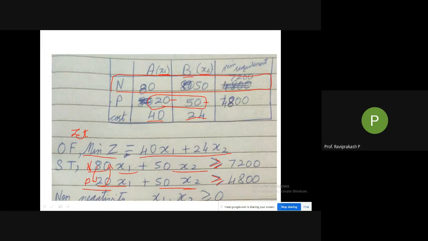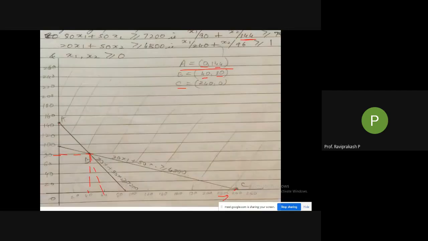Okay, 80 has to be written here only because it is for nitrogen. For phosphorus, it is 20 only. Even if it is for x1 only, we are having x1 both. We cannot interchange this. So this is how it works. So one problem I'll solve like that.